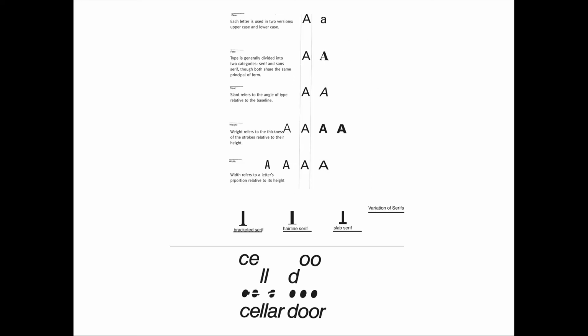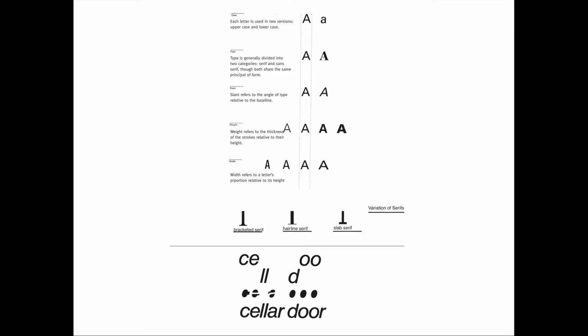We're looking at variations of letter forms here. The alphabet is used in countless different styles, all of them variations of the basic letter forms. The most common are variations in case, face, slant, weight, and width. And if we look at the case here at the top, we can see each letter is used in two versions, an uppercase and a lowercase.